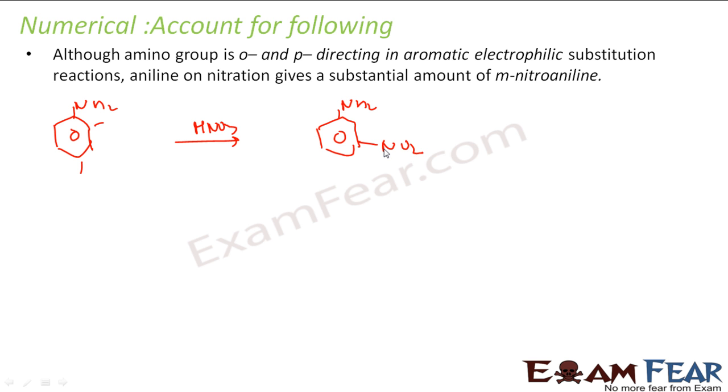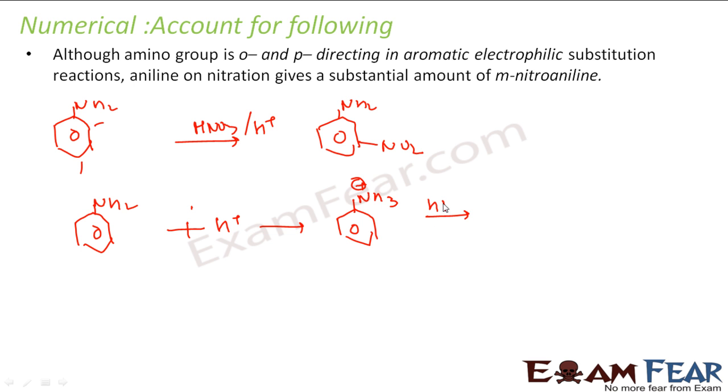See, this all happens in acidic medium, right? HNO3 in the presence of sulfuric acid, H+. So what happens here is, the moment I have H+, this NH2, since it is basic, will react with this H+ to form NH3+. And this is actually meta-directing. Right? And this will easily lose H+ to come back to its normal state.